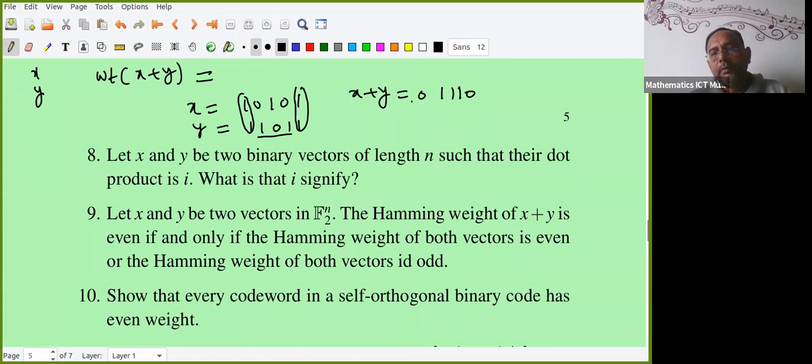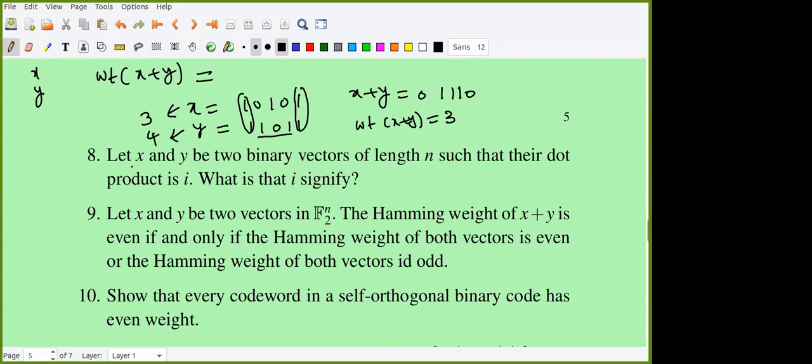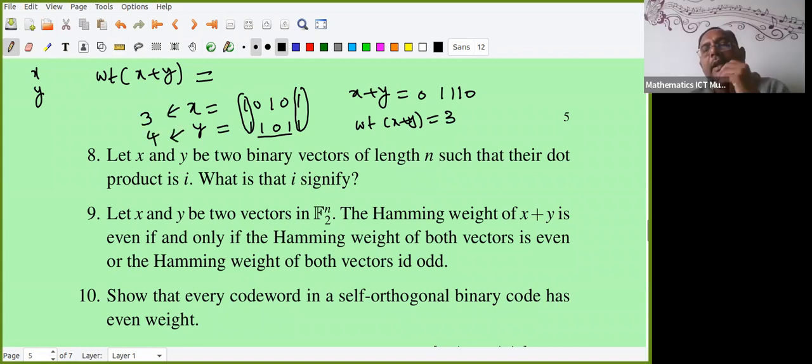So what is the weight of x plus y? It is 3. What is the weight of x? 3. What is the weight of y? 4. How do you find the weight of x plus y without actually knowing x and y properly? The weights of x and y are given. How do you find the weight of x plus y without actually computing x plus y? That is the question.